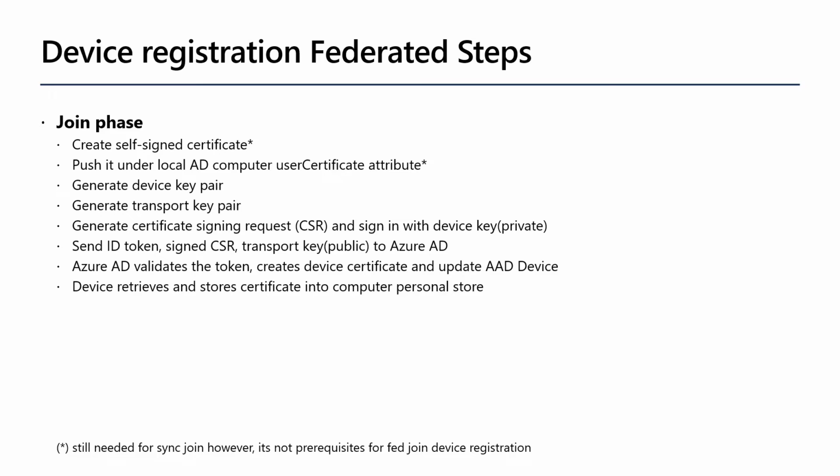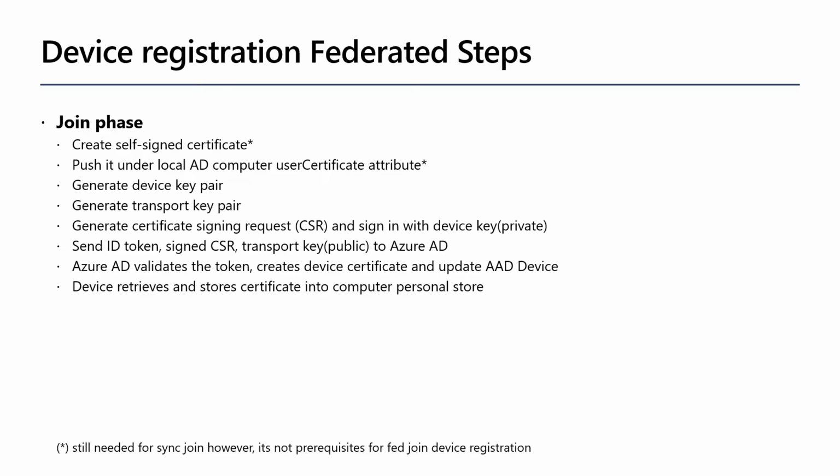In the join phase, device registration on the client creates the self-signed certificate and pushes it under the local Active Directory computer object, under the user certificate attribute. Keep in mind, device registration for the federated flow doesn't rely on this self-signed certificate or on it being synced to Azure Active Directory using AD Connect, because we rely on the SAML token that we acquired from the Federation service, which has the needed claims for the device itself, like the device name and the object GUID.